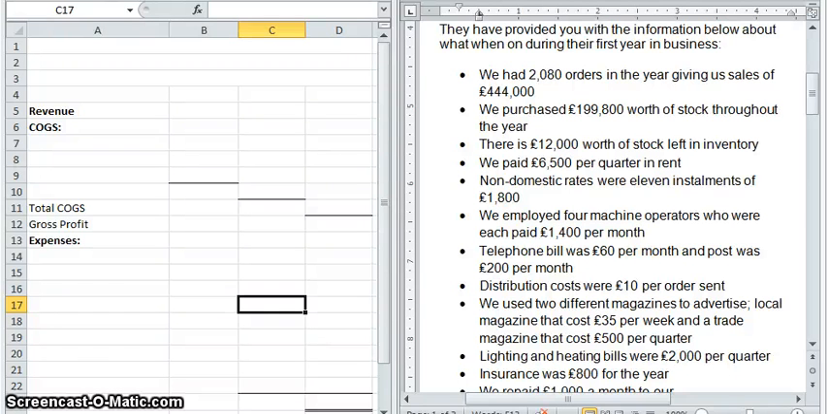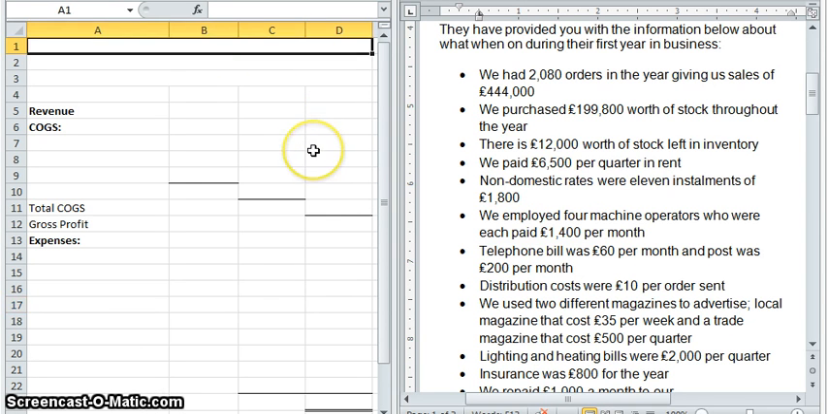In this presentation, I will be demonstrating how to create a profit and loss statement. On the right, you can see the information that I've been given about the company, and on the left, a template that I will be using to create the profit and loss statement.